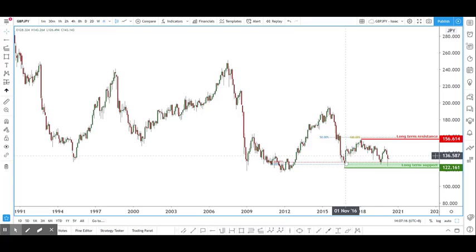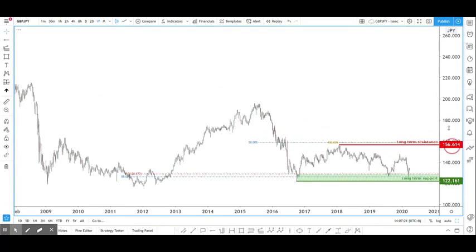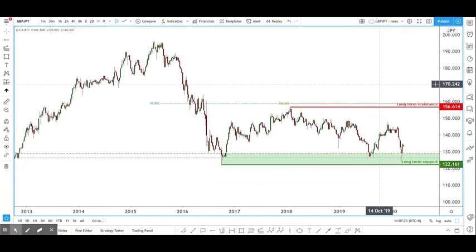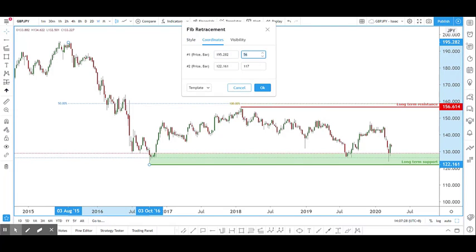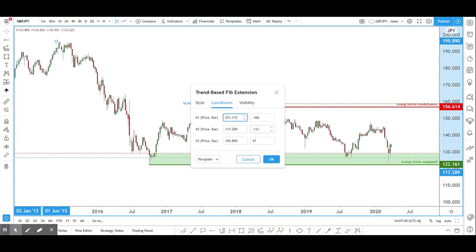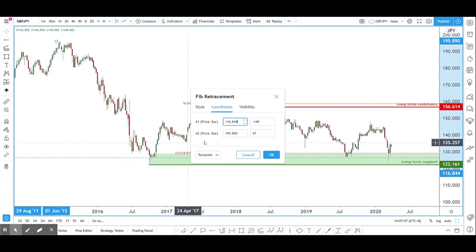So now I have both of these levels in. Let's go down to the weekly. And let me tidy this up for you. Alright, let me tidy this up first. Long-term 50 and long-term 88%.